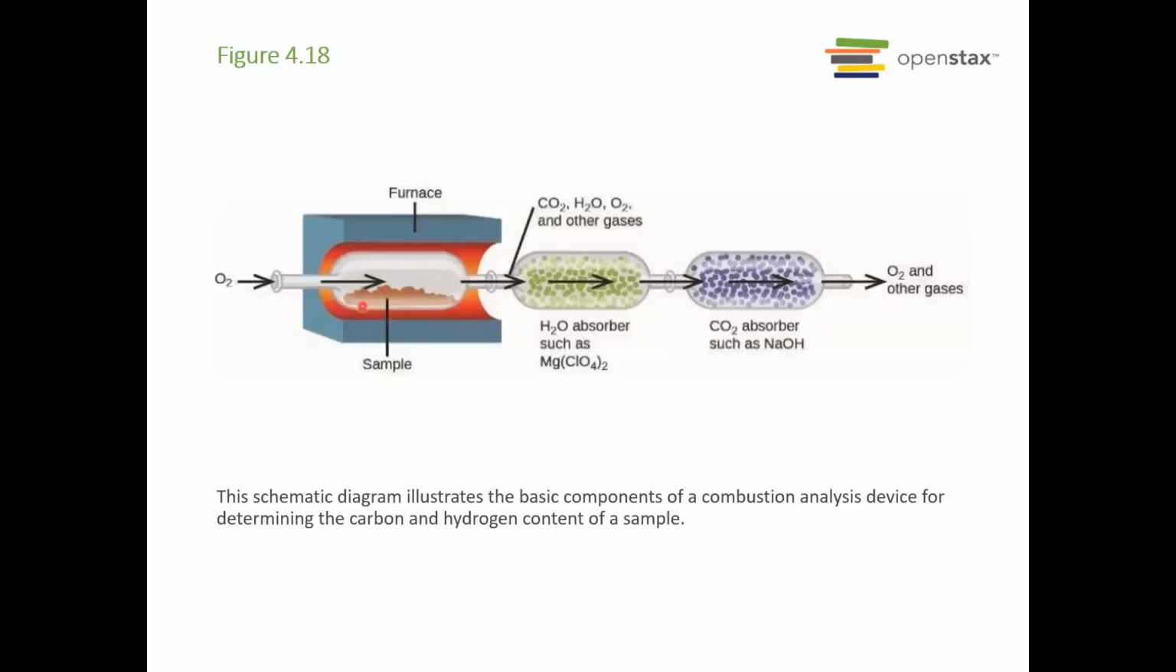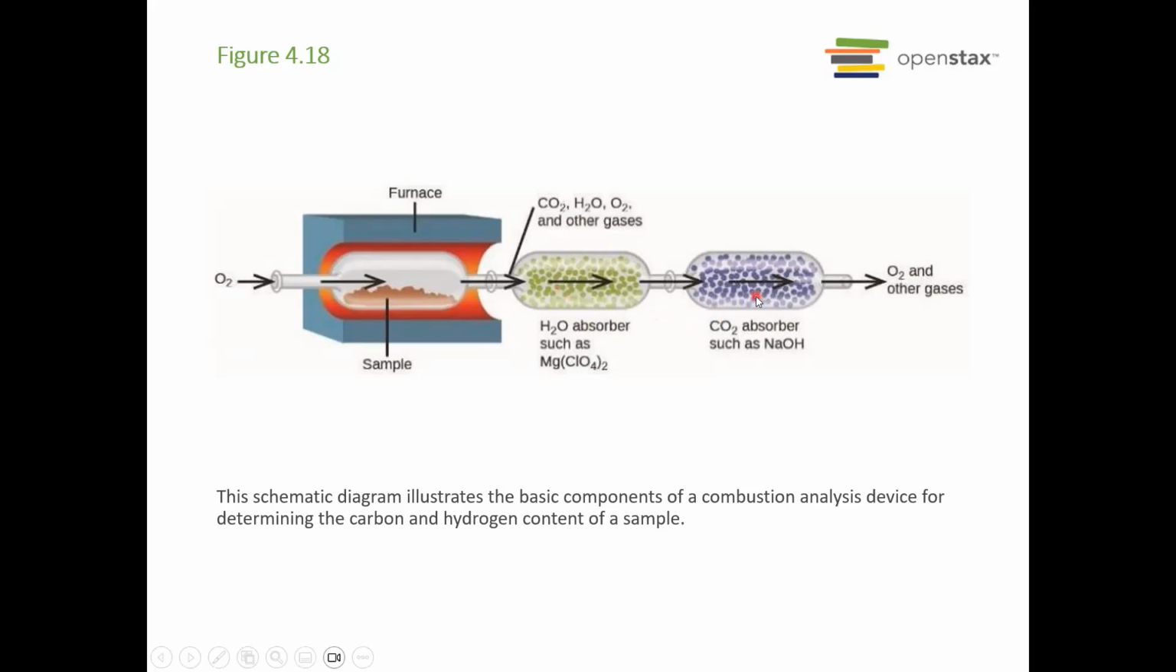So if you see it here, we've got our sample. We're passing oxygen through it because that's going to be necessary for the combustion reaction. But then in this right-hand side, we've got two different chambers. So one of them you can label the water absorber. One of them is going to be labeled the carbon dioxide absorber. So based on the absorbing substance, it'll either collect water or carbon dioxide.